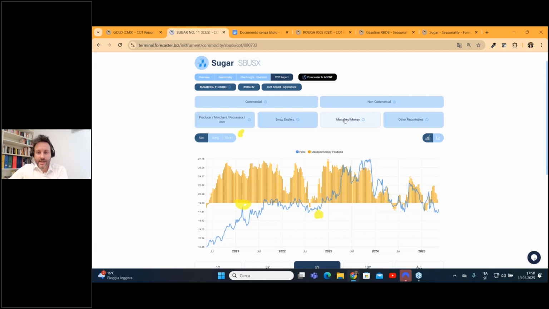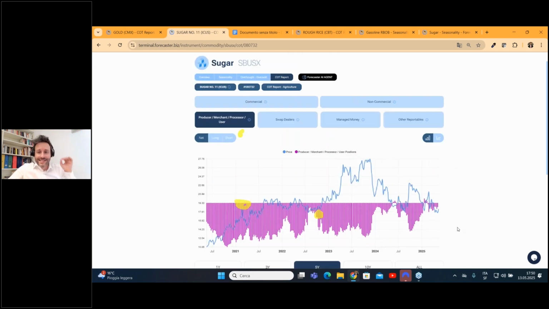Of course, we can also find good signals and good divergences with managed money and non-commercial, which are actually the same. But this is game changing, guys. And this is something that I don't know why nobody is talking about all across the globe. I watch all the financial analyst videos across the globe and nobody's talking about this. I don't know why, actually.